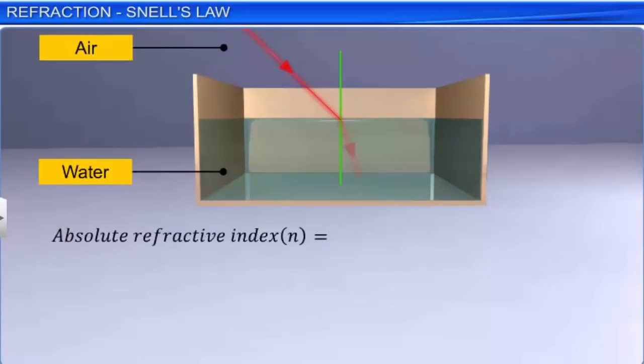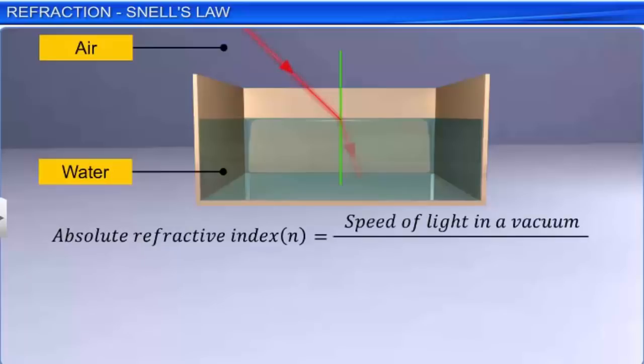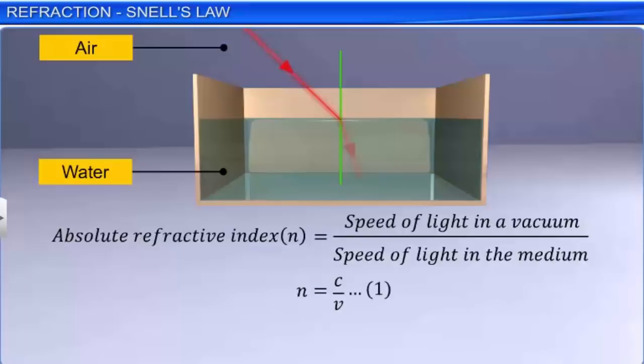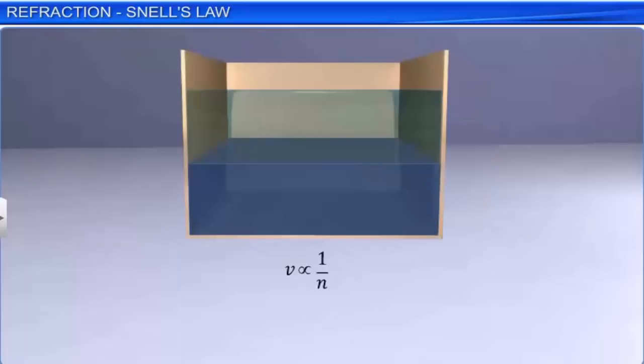If the speed of light in a medium is v, then n is equal to c by v. Let this be equation 1. Note that the speed of light in a medium is inversely proportional to its refractive index. For example, the refractive index of water nw is 1.33 and that of glass ng is 1.52. Since the refractive index of glass is more than that of water, the speed of light in glass is less than the speed of light in water.